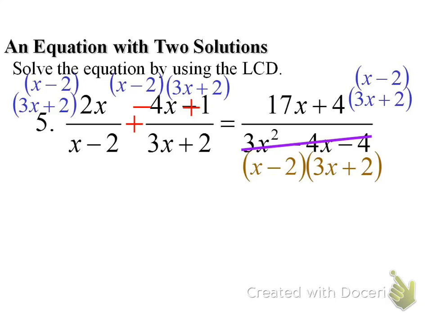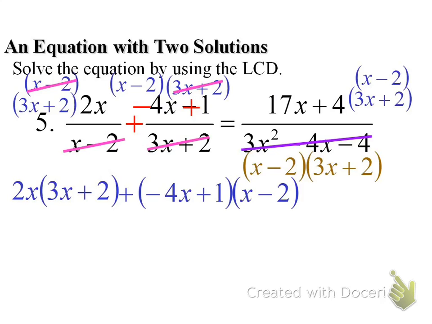All right, so the denominator is going to cancel with the x minus 2. I'm not going to distribute just yet. There's going to be a lot to distribute on this one, so I'm just going to write it out and then distribute in the next step. The 3x plus 2 cancels.